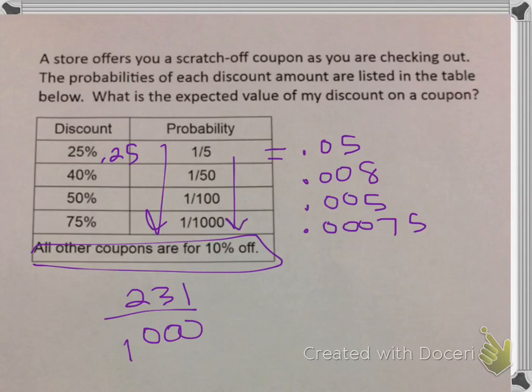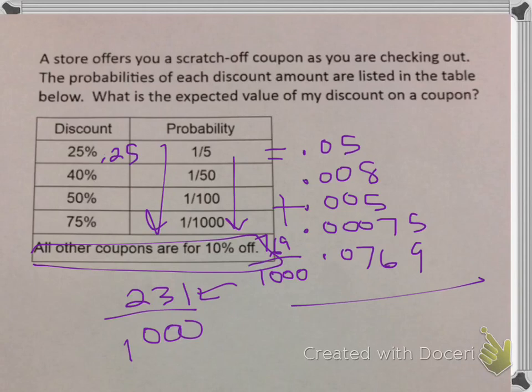Now all other coupons are for 10% off, which means if I took this 231 out of the 1,000, then that means I have 769. So this probability right here would be 769 out of 1,000 get 10% off. So 769 out of 1,000, and I'm going to times that by 10%, which is 0.1, which gives me 0.0769.